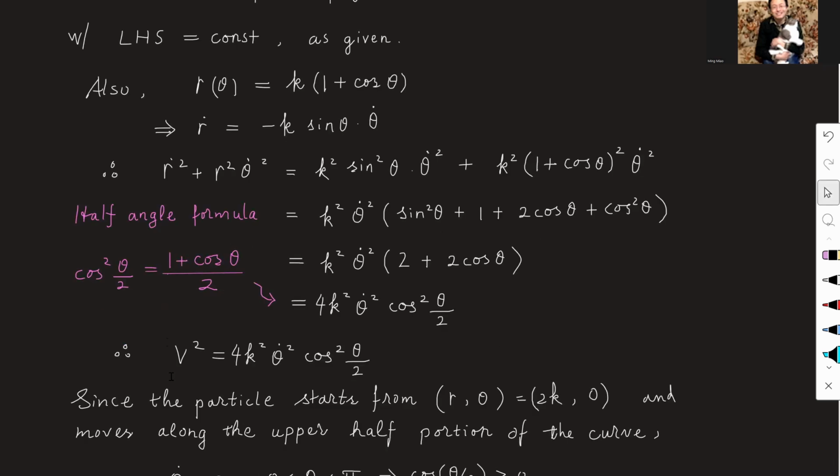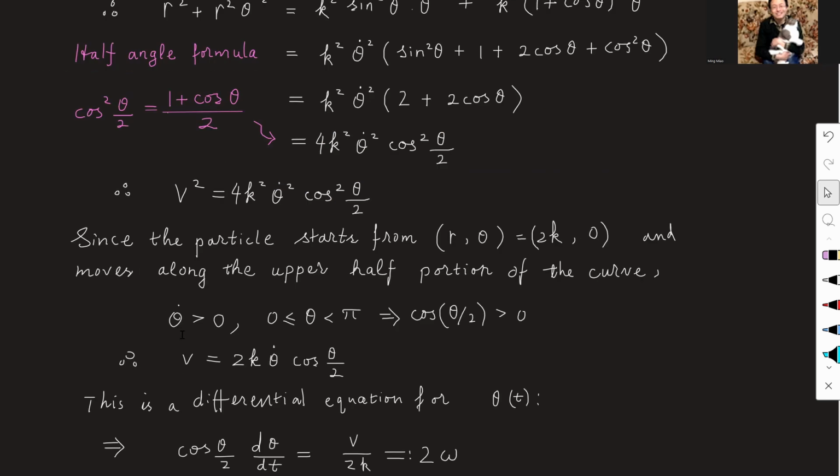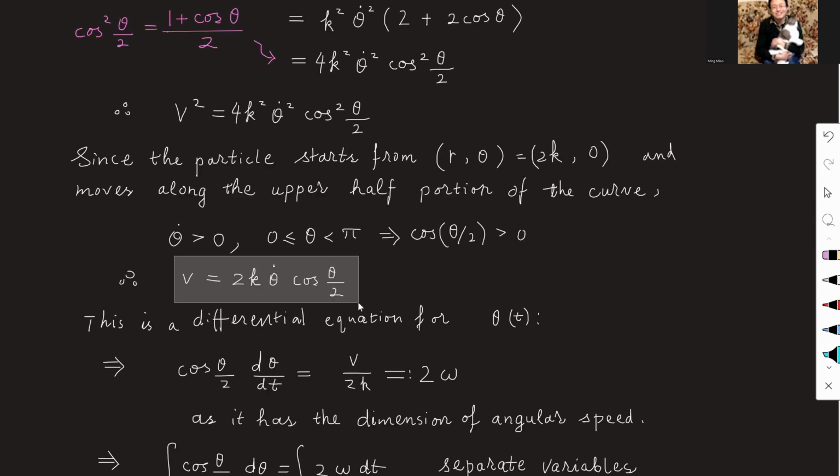We wish to take the square root on both sides, but we have to be careful about the sign. Let's look at the picture once again. Because the particle moves along the upper half of the curve, theta is greater than 0 and less than pi. And because it starts from the point (2k, 0), theta must increase. So therefore, we have theta dot greater than 0, and also cosine of half theta greater than 0. Therefore, after taking square roots on both sides of this equation, we'll just get positive signs on both sides. So this is what we get.